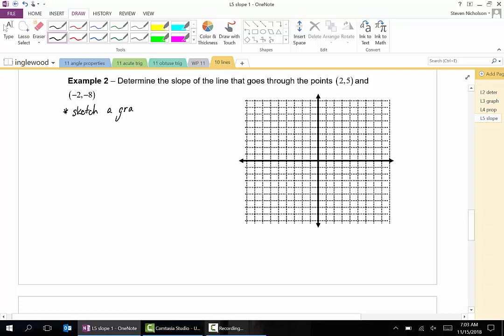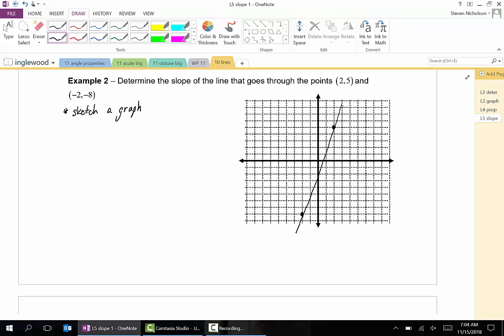If you're ever given an opportunity, always sketch the picture, and right away the picture will show you: is the slope positive or negative? So when you do your calculation, it's very obvious. So 2 comma 5 is right there, and -2, -8 is right there. And again, you use a ruler, but a ruler won't work on this thing. There's my straight line. And right away, that line is going up from left to right. So it better be a positive slope.